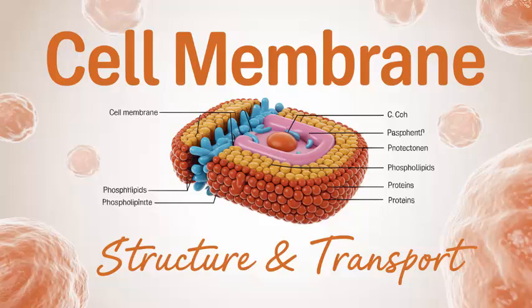Secondary active transport includes co-transport. It is also called a symport. Co-transport, symport, that means 2 molecules are going together inside. And counter-transport is an antiport. One is going in, another is going out. That is counter-transport.